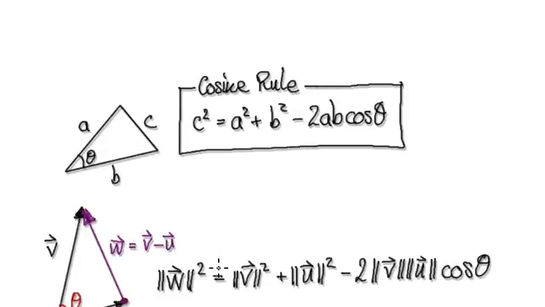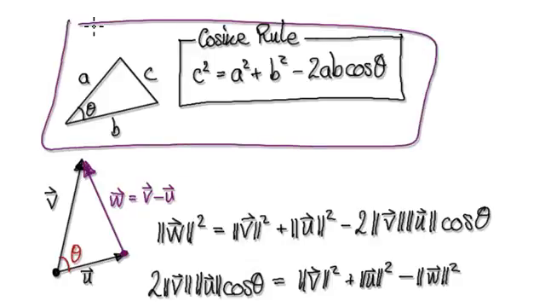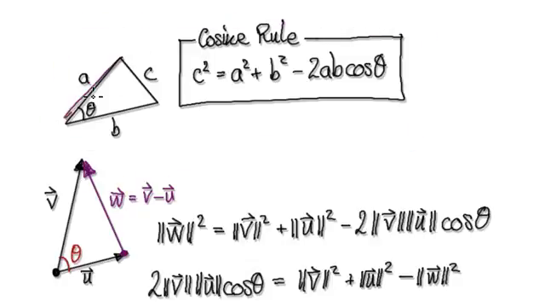Okay, so now let's try to develop a way of working out the angle given two vectors. Okay, so we've seen this in the previous video. Given this length and this length, we can work out this angle.